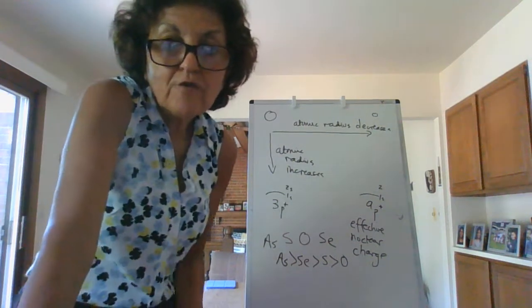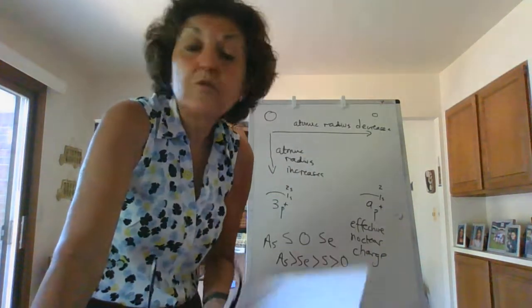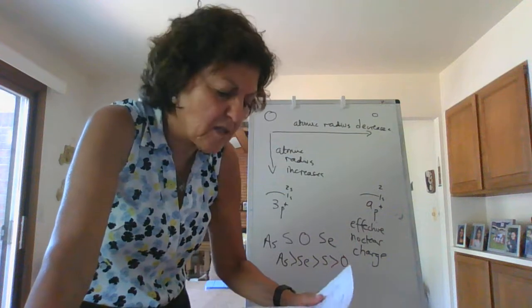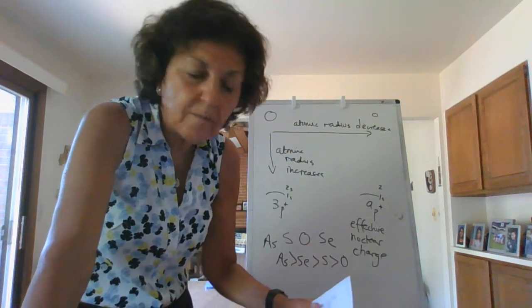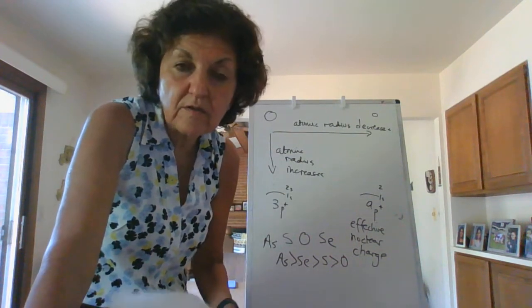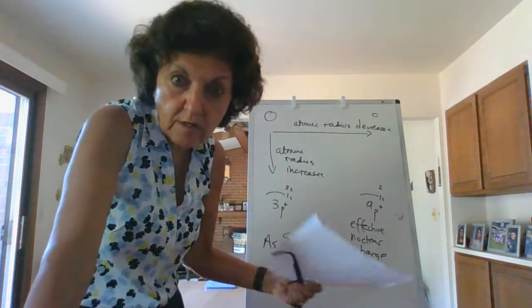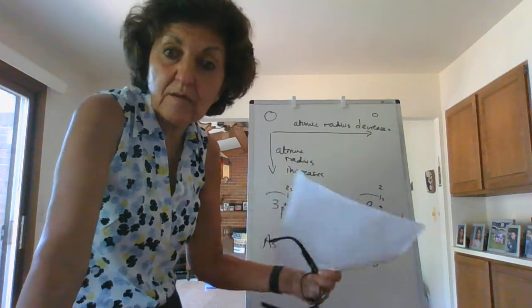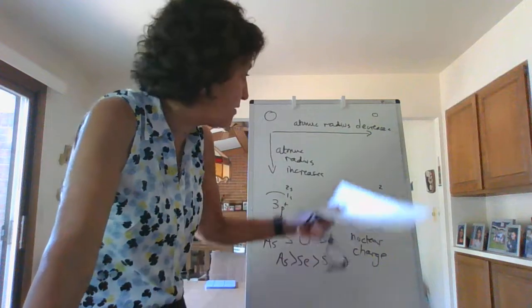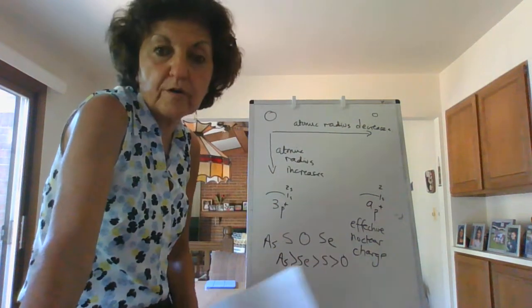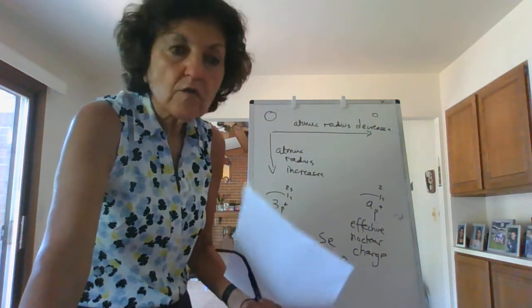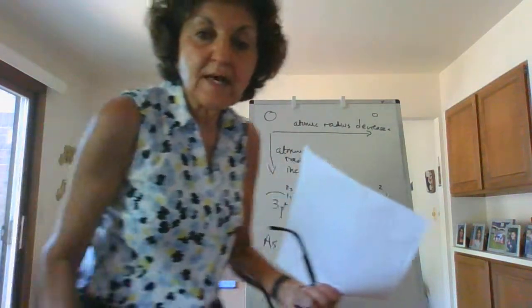So for a test, for an exam, you should be able to rank things. I'm going to make them pretty straightforward. You should be able to compare them pretty easily, either down a group or across a period. And if I'm going to mix and match down a group across a period, it's going to be something as straightforward as this.